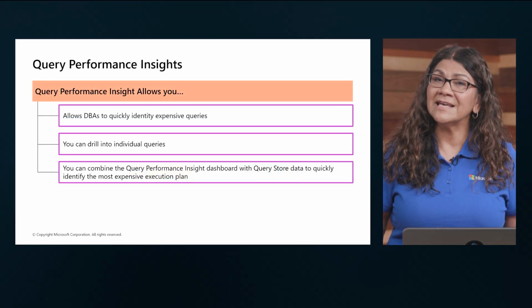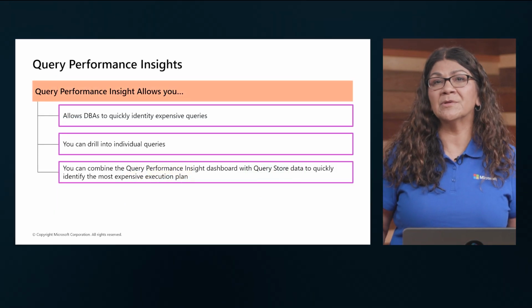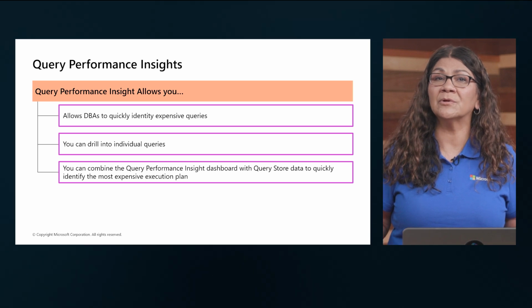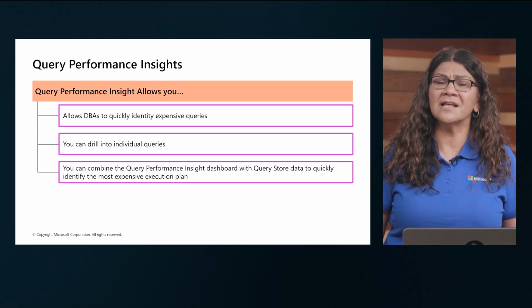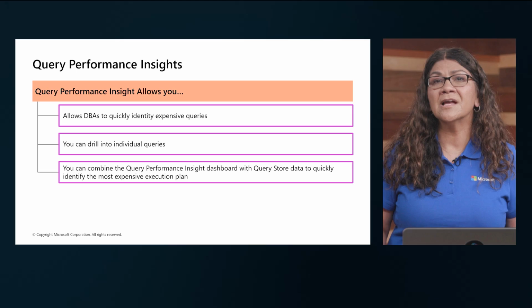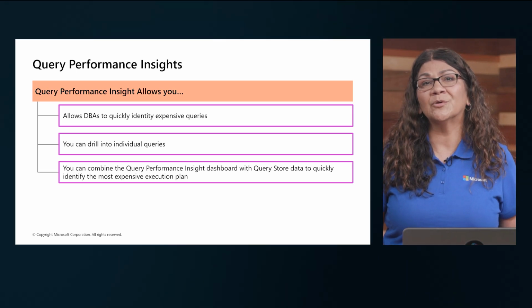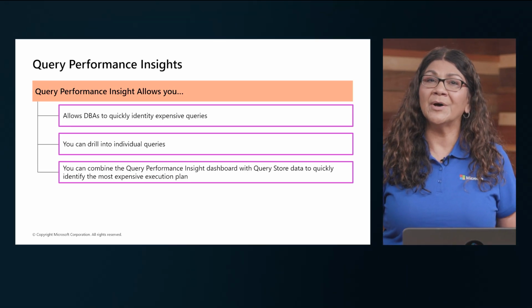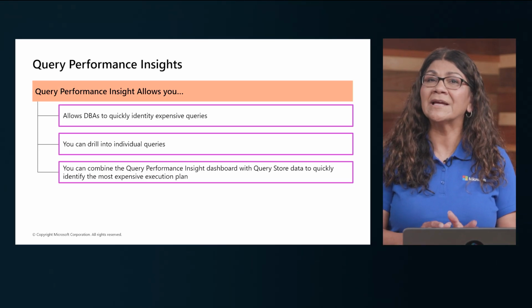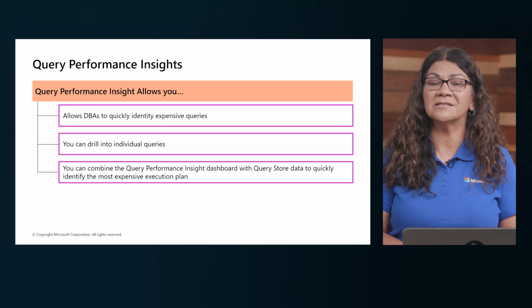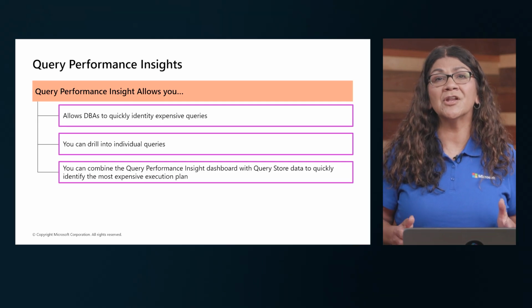Here are some of the key capabilities of Query Performance Insight, Azure SQL Database's query performance tool. It shows how DBAs can quickly identify expensive queries, drill into individual query details, and combine dashboard data with Query Store to pinpoint costly execution plans. These features make performance tuning more efficient and accessible.